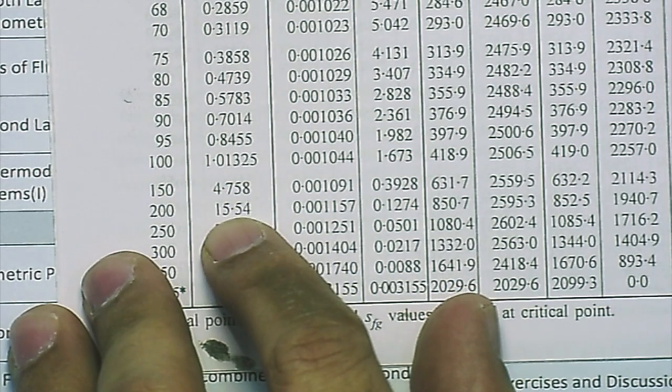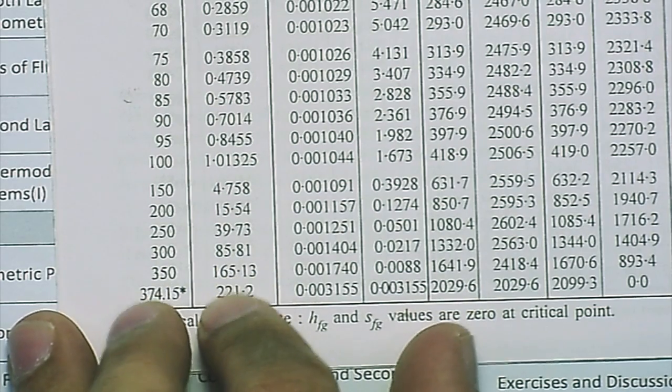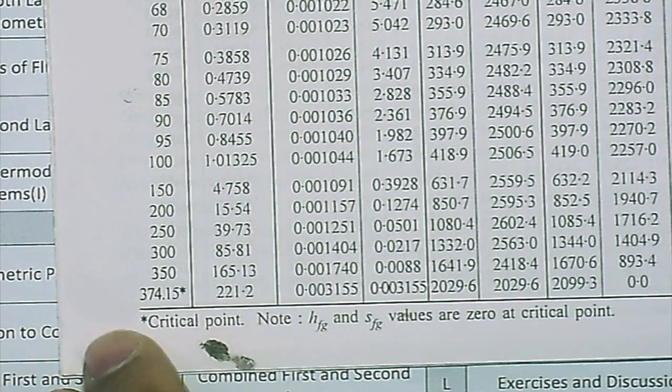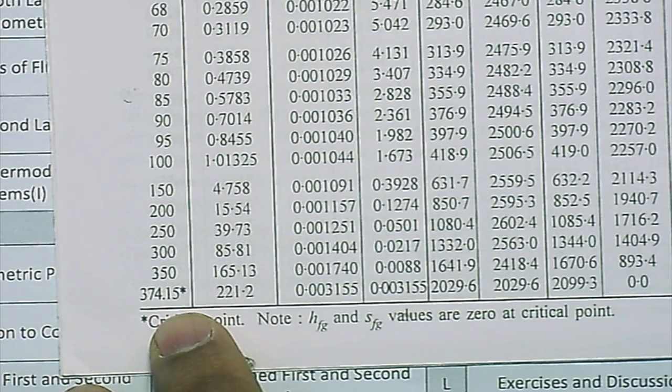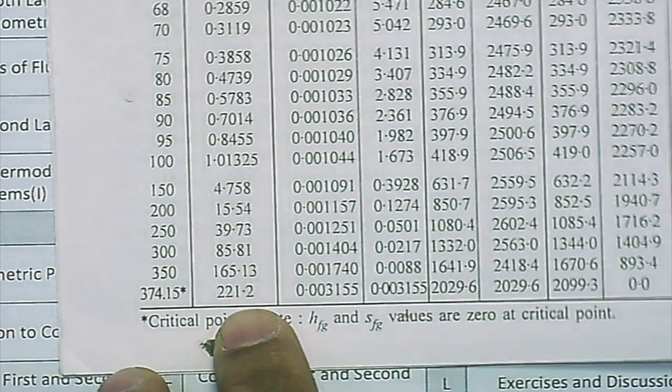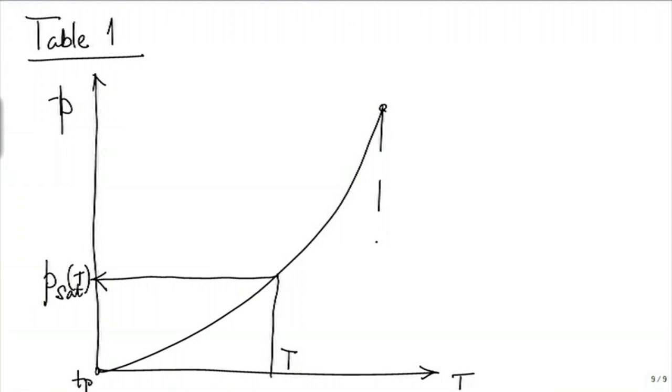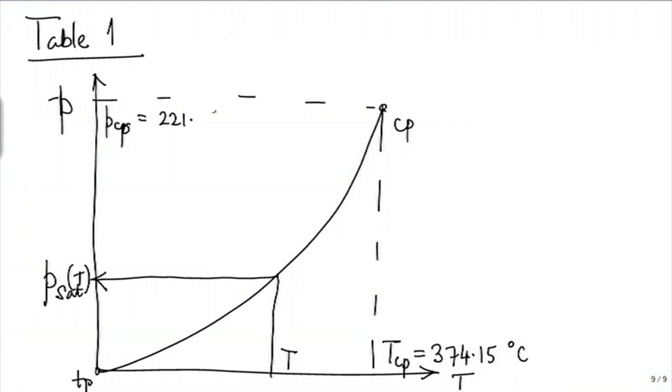And as you go to higher and higher temperatures, you will find that the pressure increases till you reach the critical point, 374.15 degree C, where the saturation pressure is 221.2 bar. Above this, there is no distinction between liquid and vapor. So, this is the critical point, and T critical point is 374.15 degree C and P critical point is 221.2 bar.